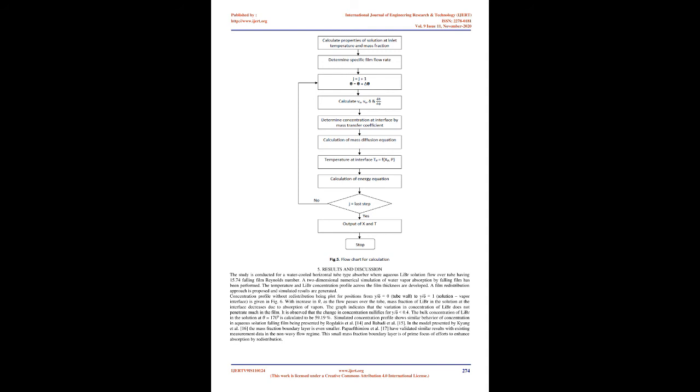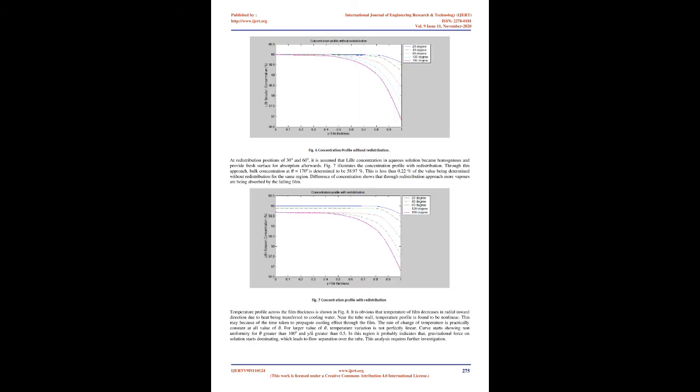The concentration profile without redistribution is plotted for positions from y/d equals 0, the tube wall, to y/d equals 1, the solution-vapor interface, in Fig. 6. With increase in the angle, as the flow passes over the tube, the mass fraction of LiBr in the solution at the interface decreases due to absorption of vapors. The graph indicates that the variation in concentration of LiBr does not penetrate much into the film. It is observed that the change in concentration nullifies for y/d beyond 0.4. The bulk concentration of LiBr in the solution at 1700 is calculated to be 59.19%.